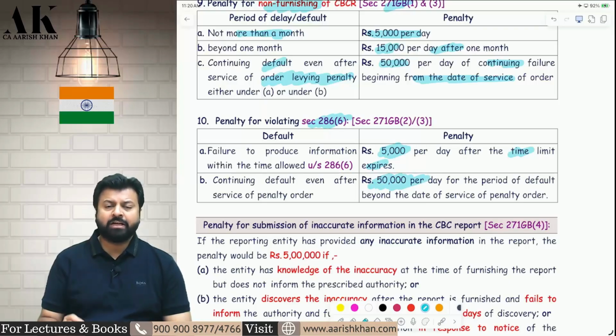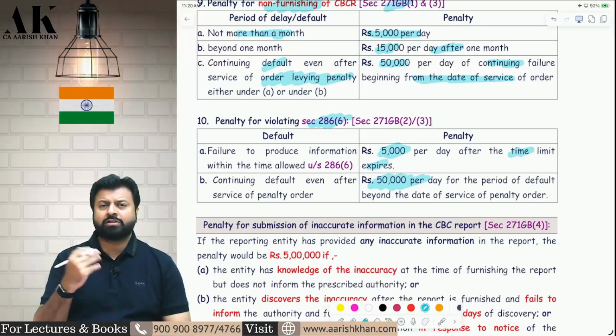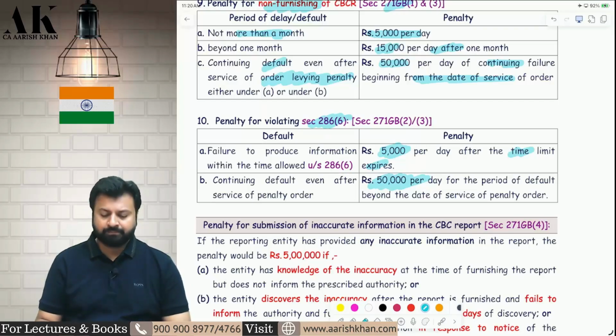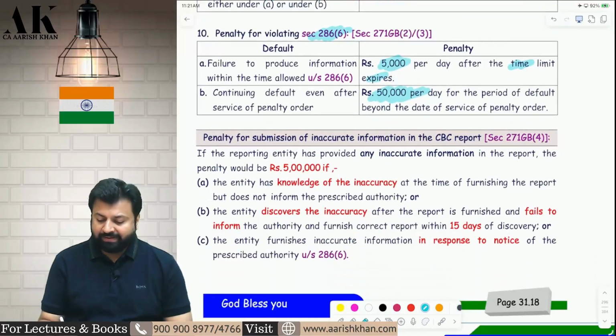After that, the department will send you a notice, will send you an order that this much is the penalty. Please file the CBCR and pay the penalty. You are still not replying. You are still not complying with the notice and the order. Therefore, in that case, 50,000 rupees per day penalty will be imposed on you. Next penalty, 271GB subsection 4.